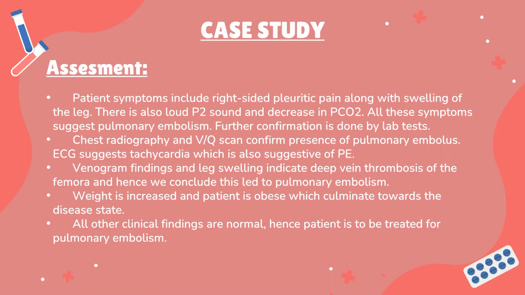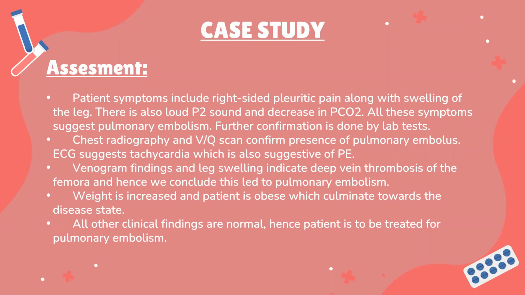So we know that obesity and genetic factors contribute to coronary heart diseases and deep vein thrombosis, which might be the case here. As the patient is obese, it might have culminated in the occurrence of a DVT, and now the patient is also suffering from pulmonary embolism. All other clinical findings are normal, hence we conclude that the patient has pulmonary embolism and deep vein thrombosis.